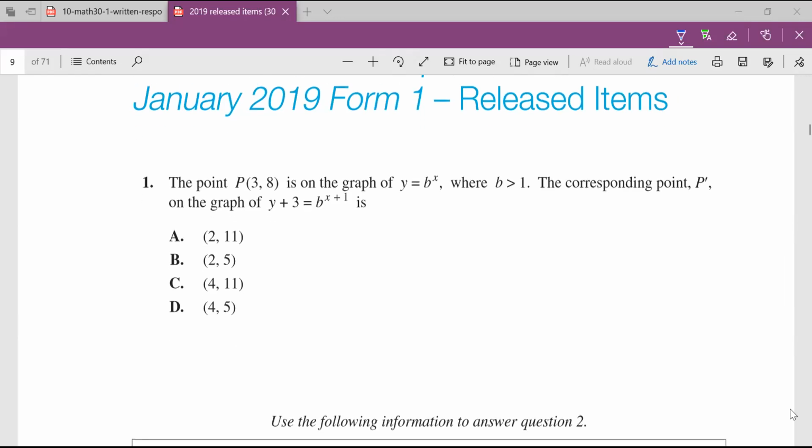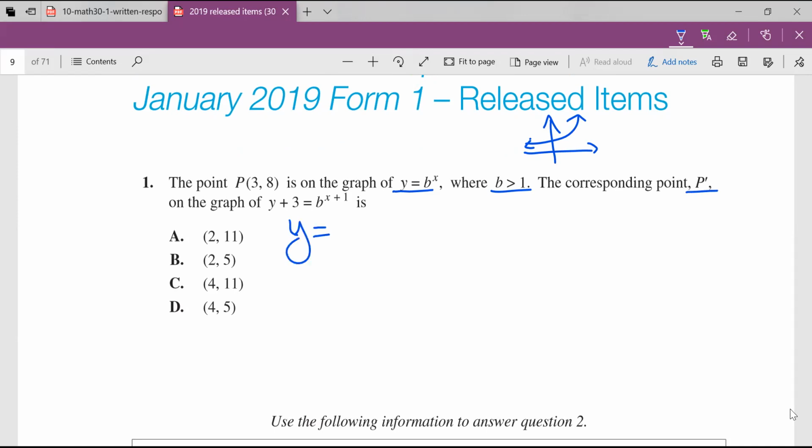Okay, let's see how you did. We got this 0.38 on an exponential function where b is bigger than 1. All that's telling me is that this thing is increasing. All right, so it says, what is the corresponding point P prime on this new graph?